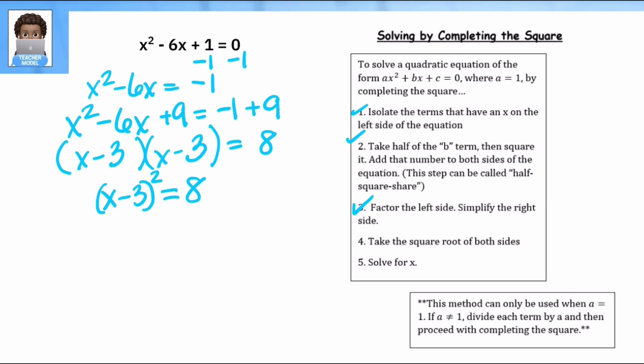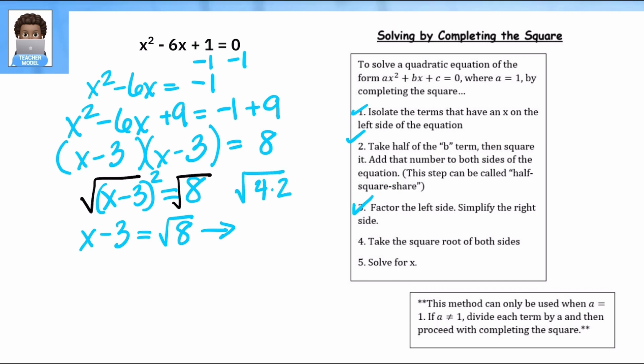Okay? We're going to find the square root of both sides. And so I have x minus 3 is equal to the square root of 8. I do want to turn this into, well, you know how I would do this. I would change it to find a perfect square, and so I would have 2 square root 2. That's what I want in this case, 2 square root 2. Okay, and now I'm just going to do some solving. So x minus 3 is equal to 2 square root 2.